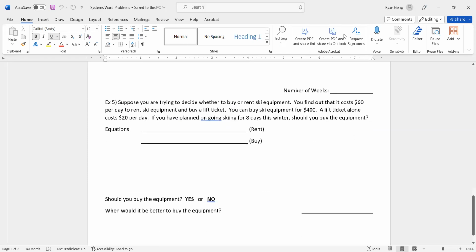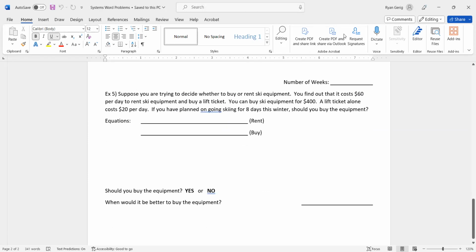Last one. Suppose you're trying to decide whether to buy or rent ski equipment. You find out that it costs $60 per day to rent ski equipment and buy a lift ticket. So $60 a day gets you the ski equipment and a lift ticket. If you've ever gone skiing, you know what I'm talking about. If you haven't, it's $60 a day to basically go skiing.